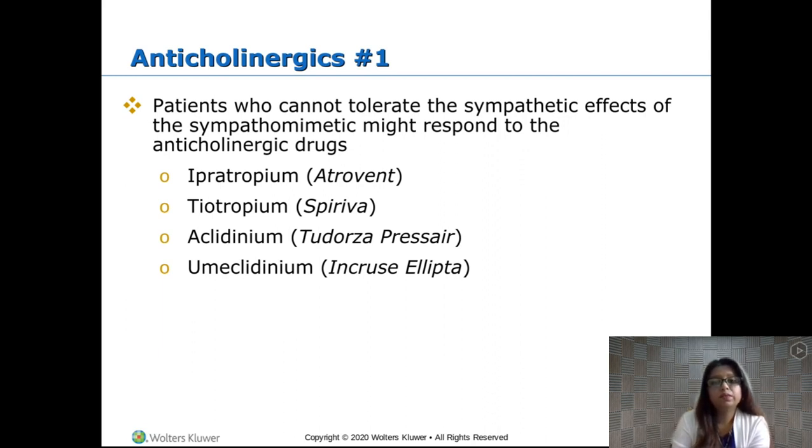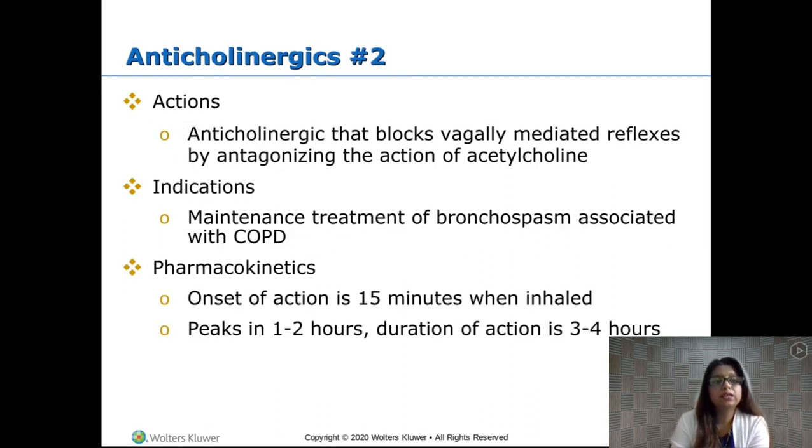Then Spiriva is another commonly used drug, also called tiotropium. So ipratropium and tiotropium are common examples of bronchodilators which are used when we cannot use albuterol. Okay, actions: anticholinergics that block vagally mediated reflexes by antagonizing the action of acetylcholine. Indications: maintenance treatment of bronchospasm associated with COPD.